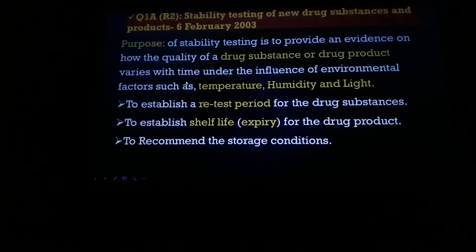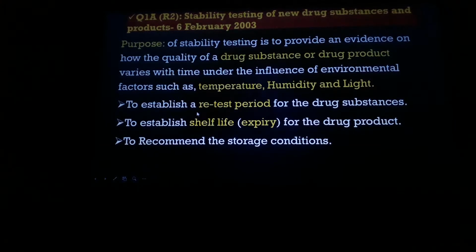It means from the manufacturing of a drug until it reaches the patient, there are a number of activities: packaging, storage, transportation, distribution, and marketing. During that time, how will the product quality be affected by environmental factors and short-term excursions during these activities? For that reason, the manufacturer should have stability study data to prove the quality of the drug substance, even though there are small variations in temperature, humidity, and light.